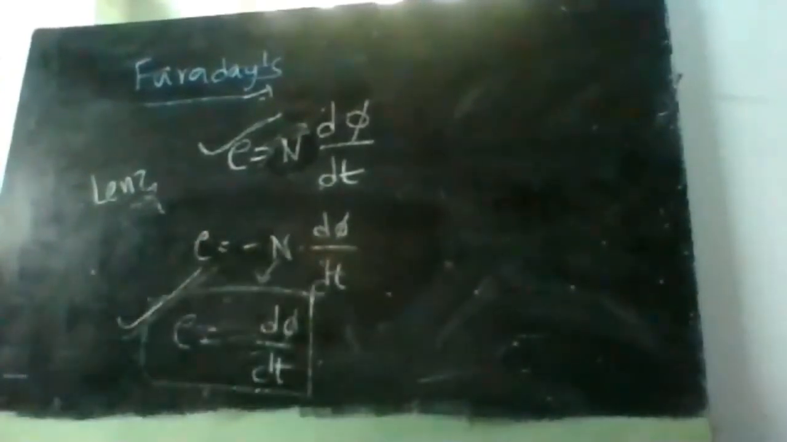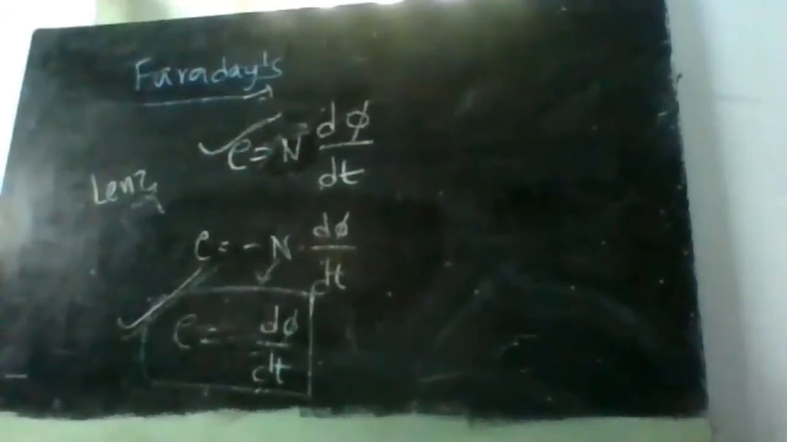Clear? If N is equal to 1, if the number of turns is equal to 1, then we get E is equal to minus d phi by dt, correct? This is the mathematical representation of Faraday's law. EMF is equal to minus d phi by dt. So the EMF produced will be equal to minus d phi by dt. So this is all about Faraday's law.